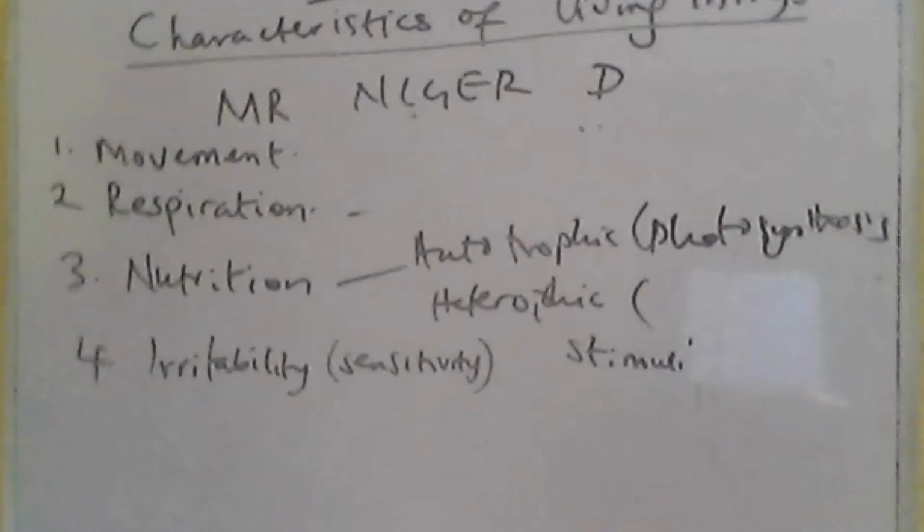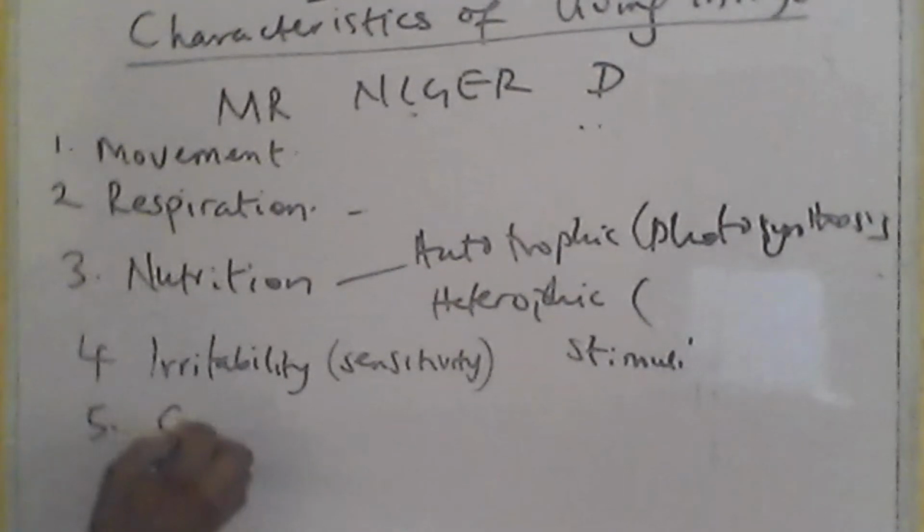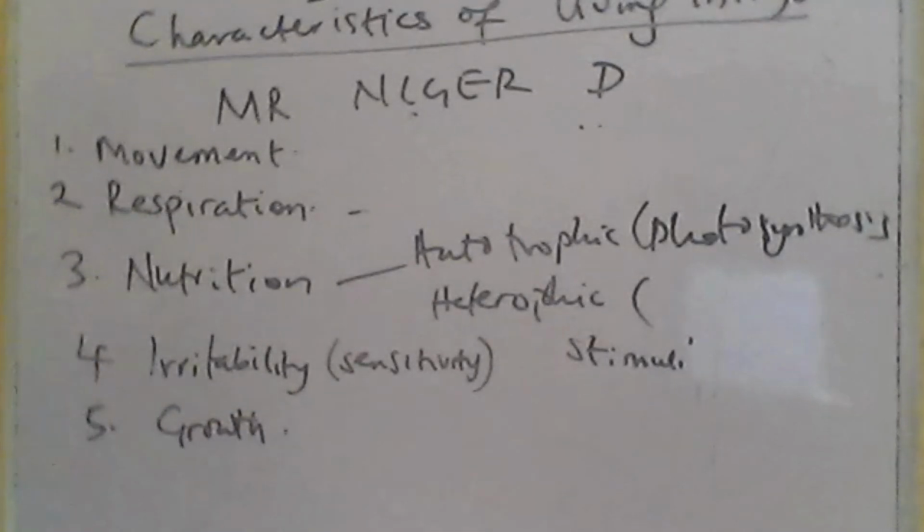The next one, G, is growth. G, growth. So all living things grow. By definition, growth is a permanent increase in size and complexity due to cell division and enlargement. Again, growth is a permanent increase in size and complexity due to cell division and enlargement. Note, growth may be external or internal, visible in weight or height.